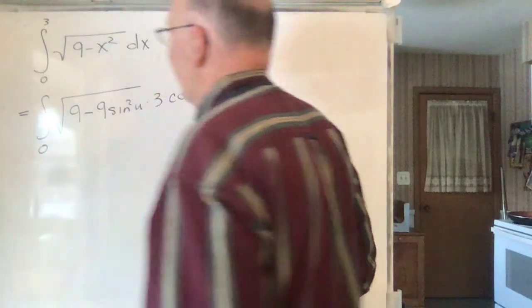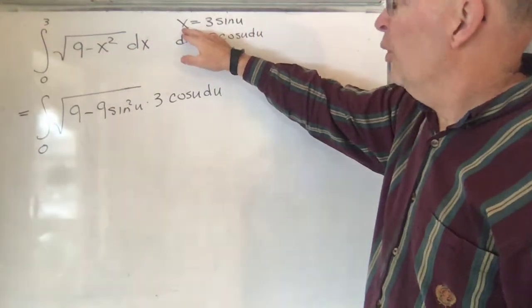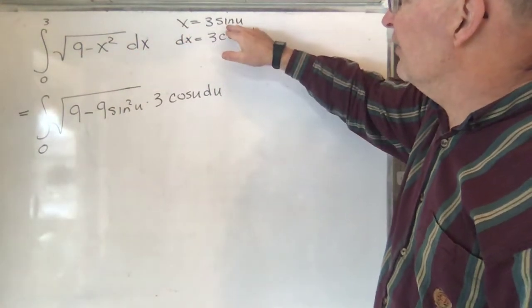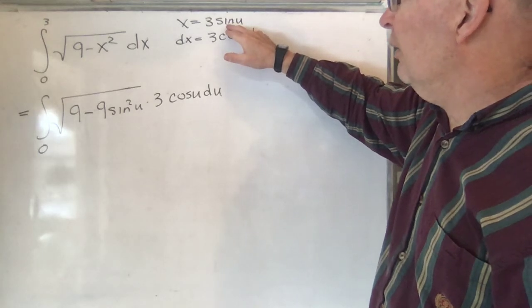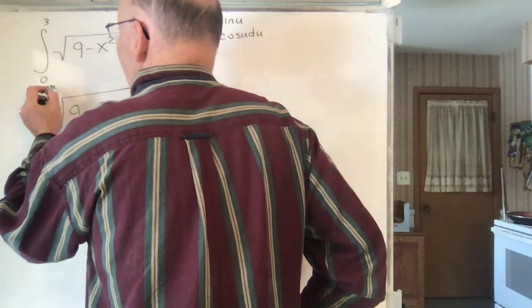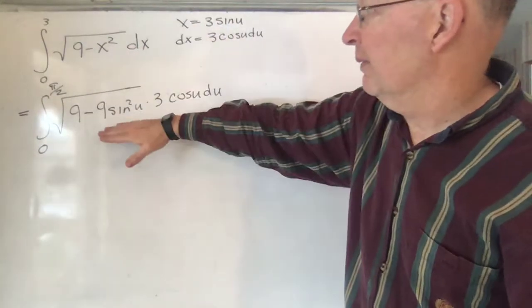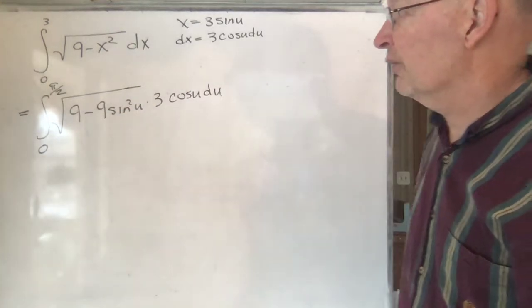Okay, that's good. What happens when x is equal to 3? Well, if x is equal to 3, that means that the sine of u would have to be 1. When is the sine of u 1? That's at pi over 2. See that? So the advantage of this, I never have to go back to this problem now. It's equal to this, and so I can just do this one.